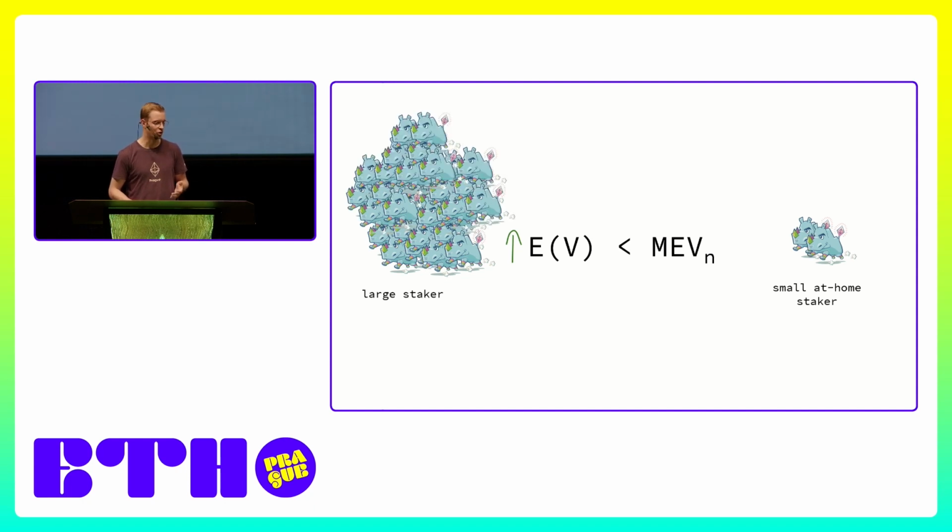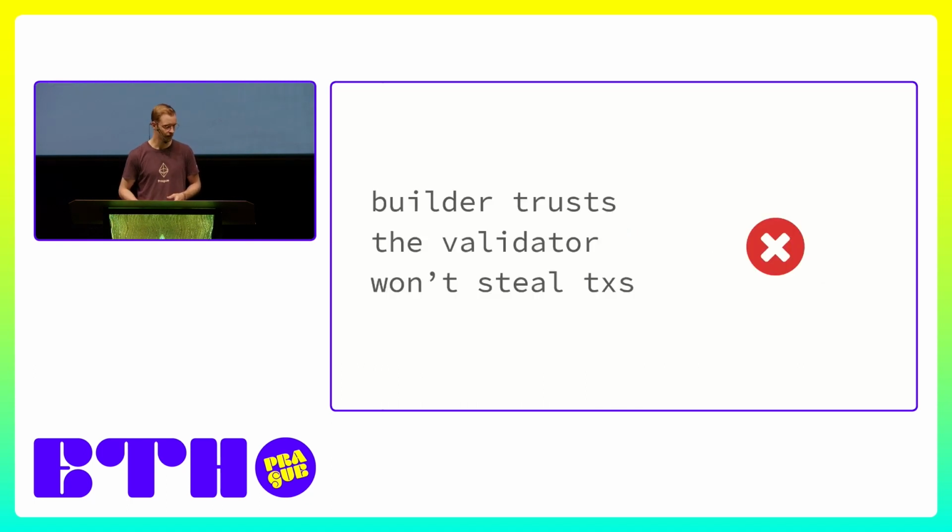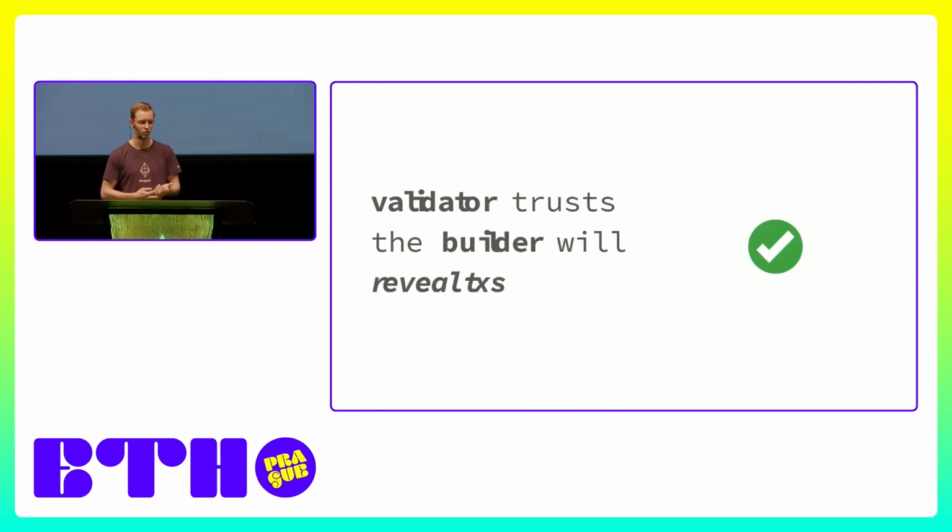Unfortunately, over time, the large staker starts accumulating more stake per stake that they have versus the at-home staker. And then they eventually dilute the at-home staker to almost nothing. So simply increasing the capital requirements of extracting MEV doesn't really work, and we need to think of a different solution. And this all really stems from this statement that builders are trusting the validators to not steal. And what we really need to do is think about a different way of approaching this problem.